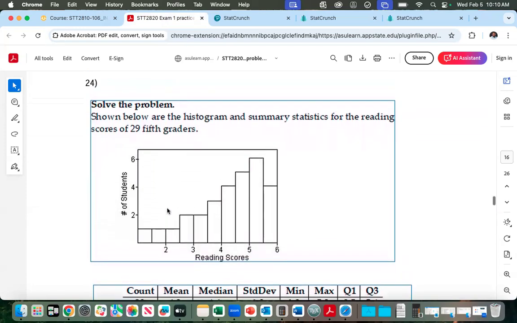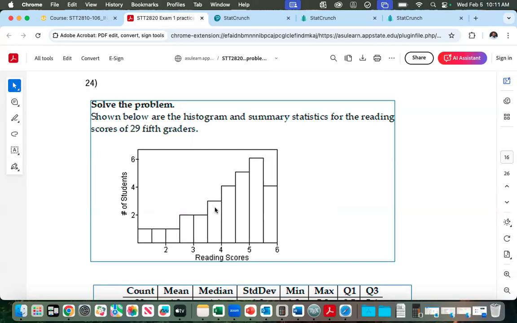So for 24, we've been told that this is the histogram and the summary statistics for reading scores of 29 fifth graders. You see here, we don't have the scores, but they've summarized that information for us. This is the histogram. So what comes to mind? What type of histogram is this? Is it skewed or symmetric? It is skewed, right? Is it skewed to the left or skewed to the right? How many of you think it's left? Just show by your hand. How many of you think it's right?